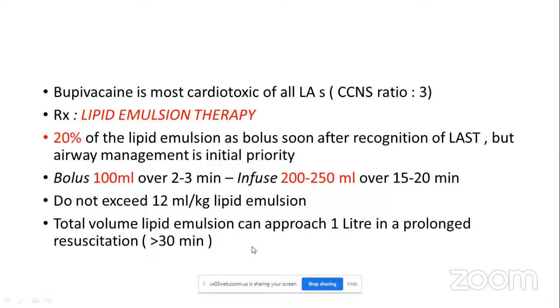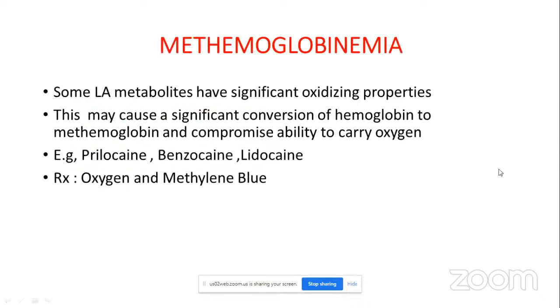The other side effect is methemoglobinemia. Since some local anesthetic metabolites have oxidizing property, they convert normal hemoglobin to methemoglobin, which decreases the oxygen carrying capacity of that hemoglobin. For this, we treat with 100% oxygen and methylene blue. The drugs causing methemoglobinemia are prilocaine, benzocaine, and lidocaine.